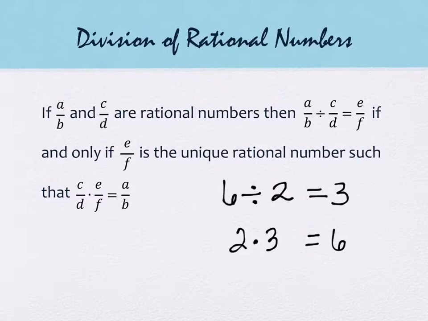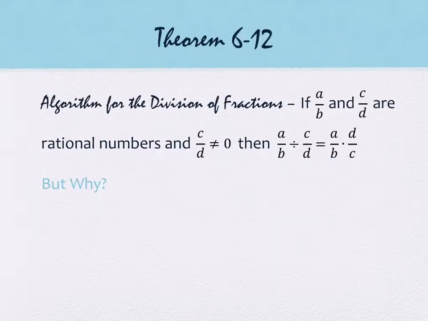So there's this similar relationship backwards if we have the ability to do division. And we do have the ability to do division, except when zeros unfortunately get involved with these kinds of things. There's a very interesting algorithm that you probably remember for division of fractions. So if A over B and C over D are rational numbers, and C over D is not 0, then A over B divided by C over D is equal to A over B times D over C.